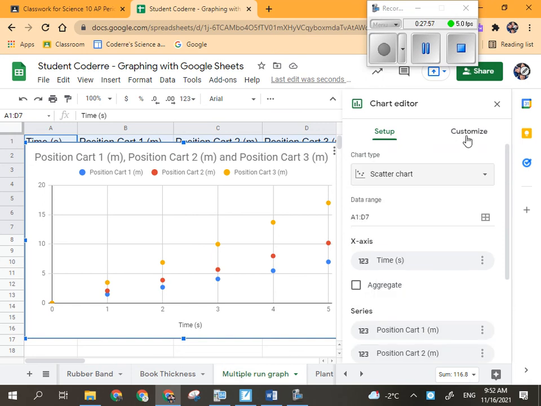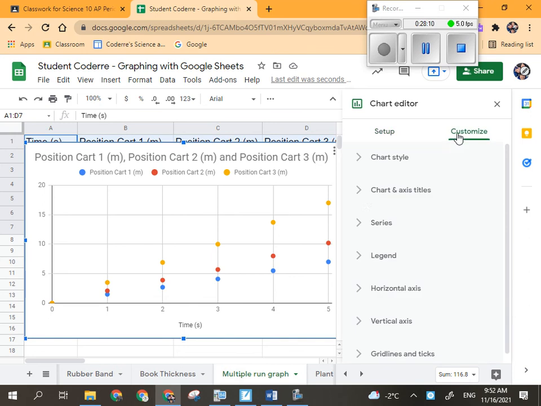All right, so now I'm going to go over to customize, and you'll notice that it doesn't know what to put on the y-axis because there was more than 1 column, so there's no label. Do I need a label? Definitely. All right, so I'm going to go to customize.